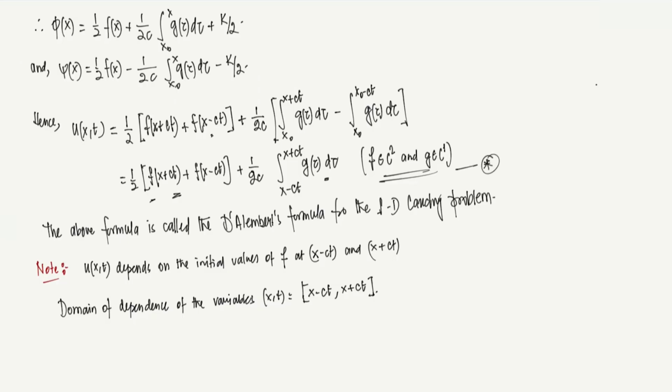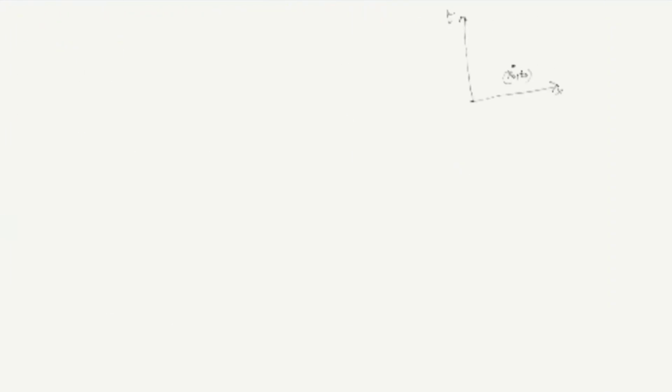So if you look at star, if you take the point x naught t naught, as I have told you, it depends on the domain of dependence. Clear? So essentially the domain of dependence in this case is x naught minus ct naught and x naught plus ct naught, right? That's the domain of dependence. Clear? And there is something called the range of influence. I will explain to you what that is then.